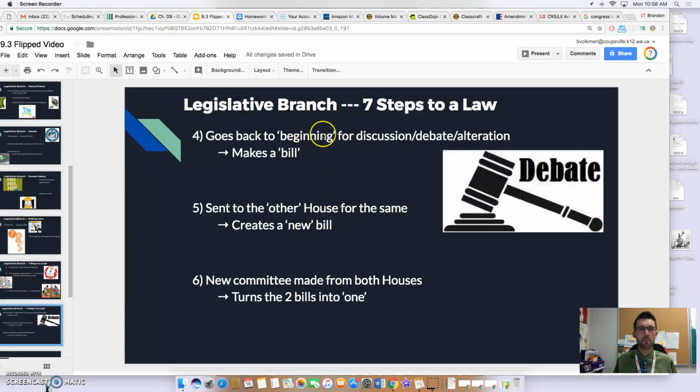Now, since we have a separate bill from the House and a different bill from the Senate, they need to come together and form one bill. So then they make, you guessed it, another committee. They choose some people from each House to come together to take a look at these 2 separate bills and to turn it into one.